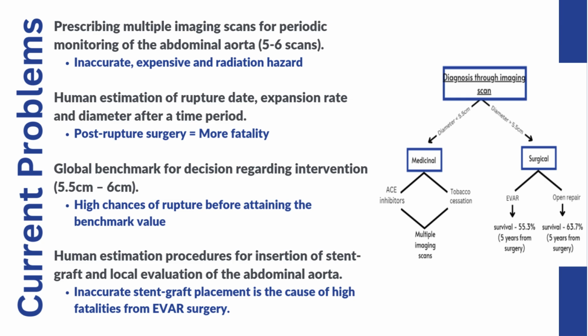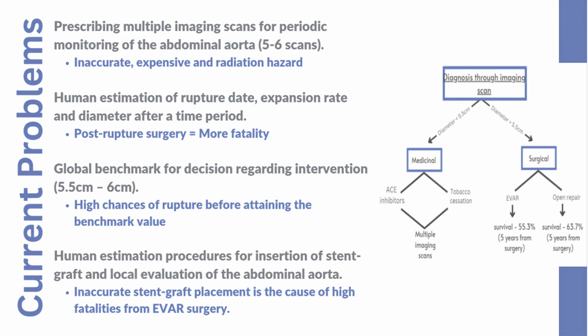Human estimation is quite inaccurate because not all biological systems of every individual function the same. And since there are no current statistical methods for AAA therapeutics, this is a big flaw which causes direct fatality in AAA therapeutics.